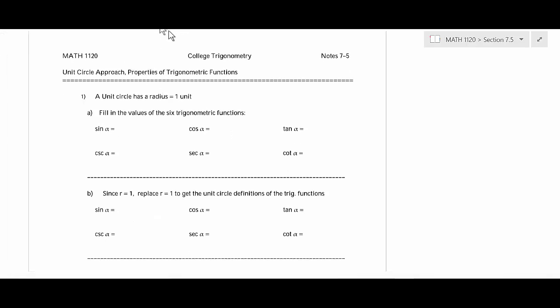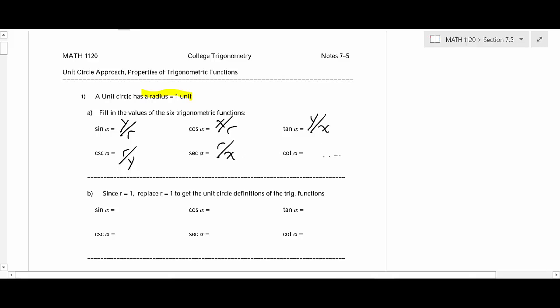So to begin with, a unit circle just means the radius is 1. That's why we call it the unit circle. So first of all, we're going to fill in these values. Okay, you had your quiz, you got your quiz back, so either you knew these or you didn't. I was trying to get people to memorize a lot of stuff as fast as possible.